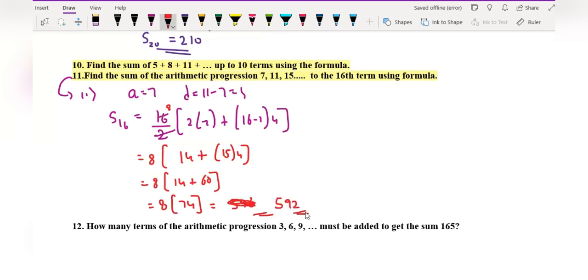Yeah. The 10th one I have left for you all. Just comment your answer. I will answer whether it is right or wrong. Okay. So let us go with the 12th one.